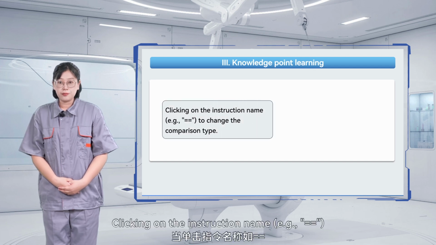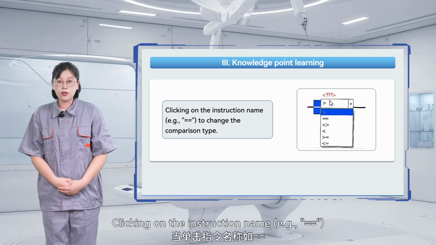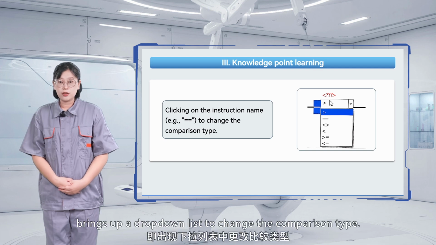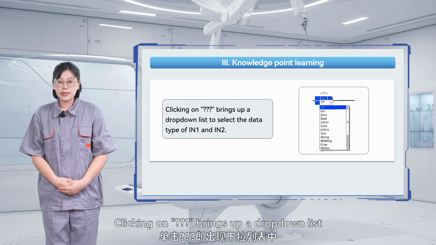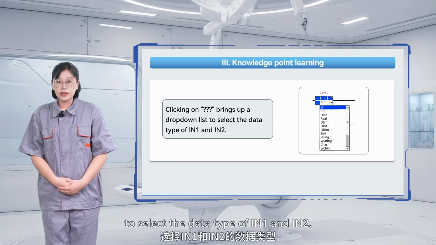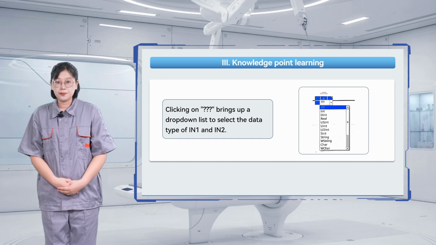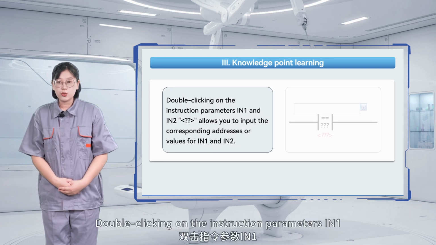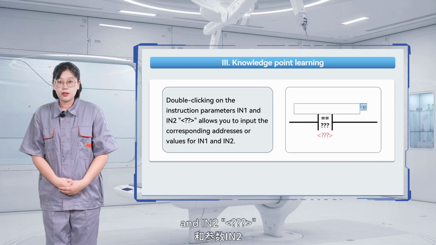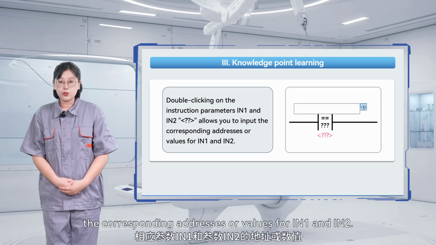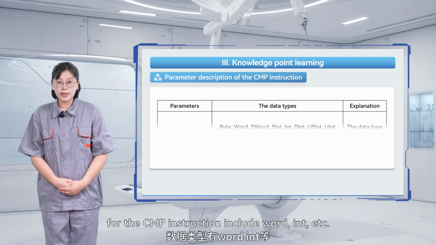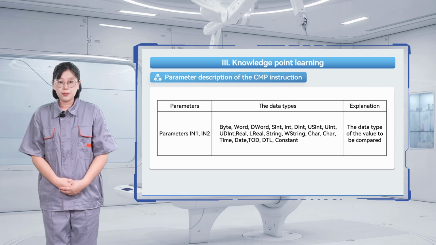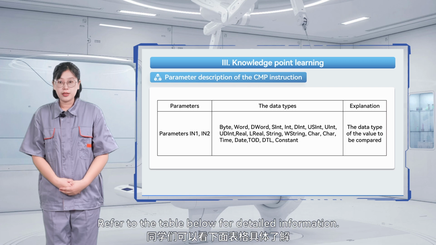Clicking on the instruction name, for example, double equal to, brings up a drop-down list to change the comparison type. Clicking on the triple question marks brings up a drop-down list to select the data type of IN1 and IN2. Double-clicking on the instruction parameters IN1 and IN2, the double question marks, allows you to input the corresponding addresses or values for IN1 and IN2. The parameter data types for the CMP instruction include word, int, etc. Refer to the table below for detailed information.